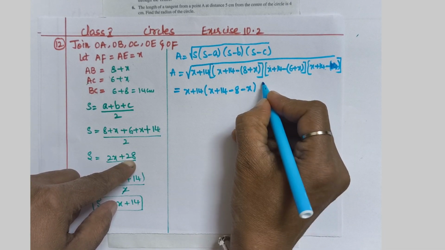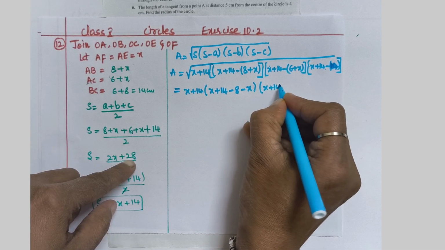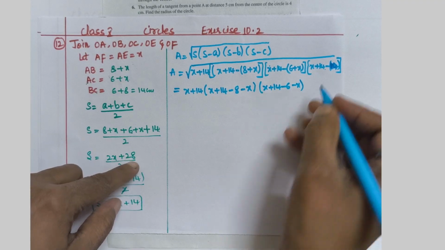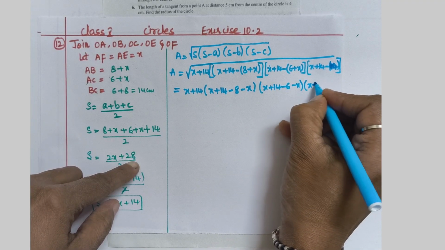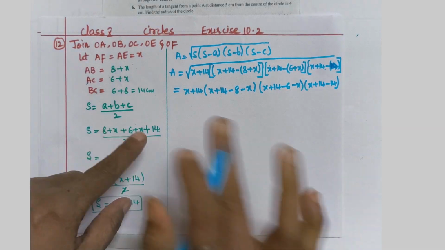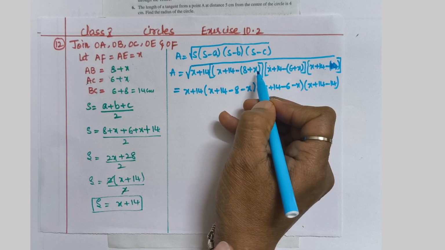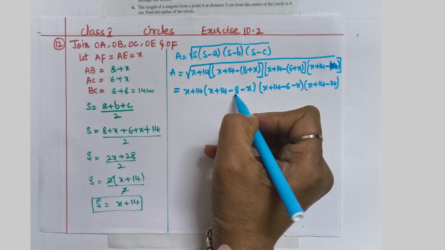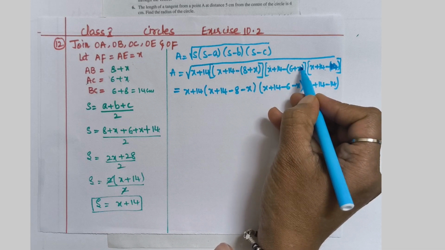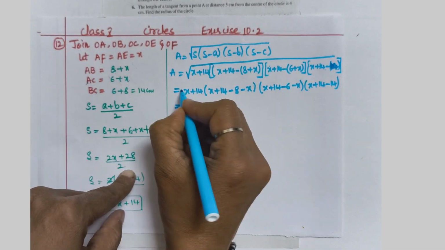Now keep this on one side. Next, X plus 14, this is minus 6 minus X. Next, X plus 14 minus 14. Now this bracket simplification is over. Keep in your mind, outside minus is there means the inside symbol will change. Plus 8, you will get minus 8. Plus X, you will get minus X. Plus 6, you will get minus 6. Plus X, minus X. Next, under root.